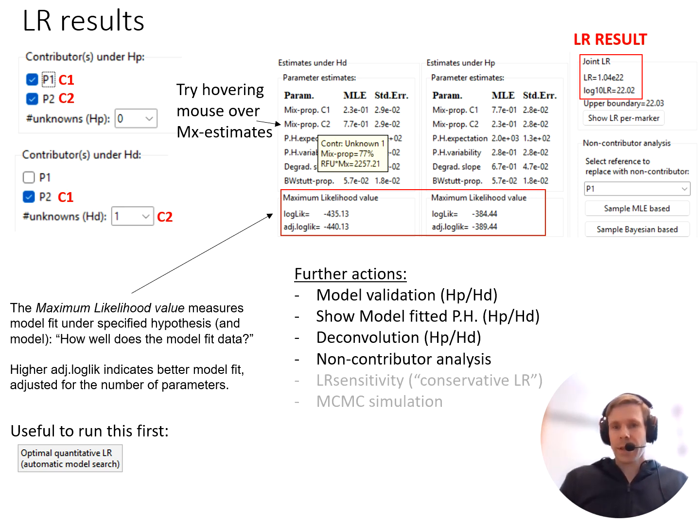Also, on this panel here, you are able to do further things, such as model validation, to see how the model fits in peak heights under HB and HD. You can also do deconvolution from here. Also, you can do non-contributor analysis. And also there are some other things such as LR sensitivity. We'll not cover that here.